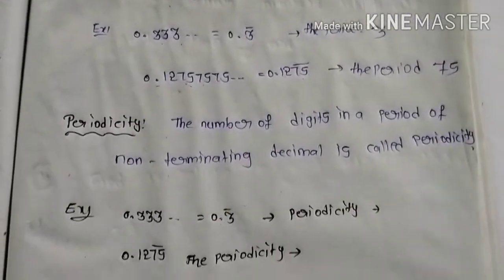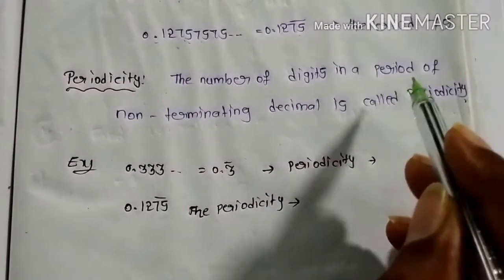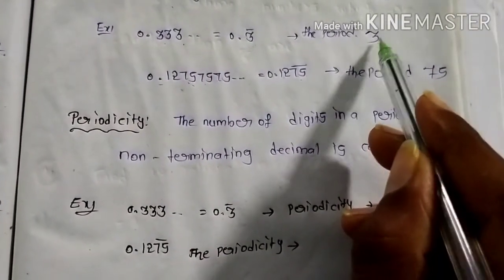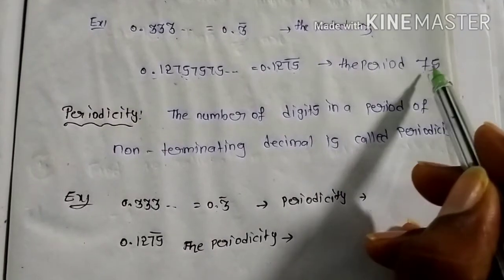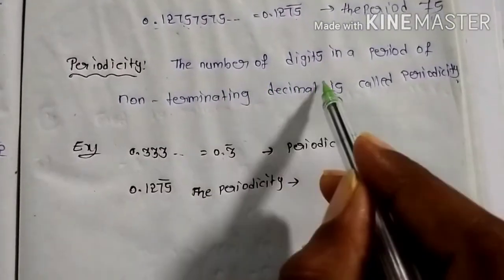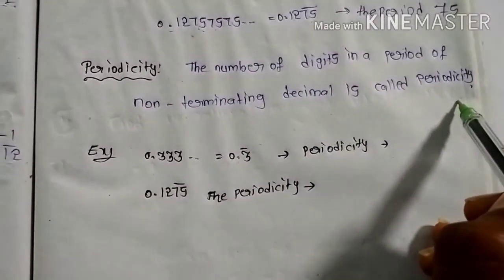See one more here, periodicity. Periodicity means the number of digits in a period. See, this is the period or not? Period. How many digits are available? Only one. Here how many digits are available? Only two. This is called periodicity. The number of digits in a period of a non-terminating decimal is called periodicity.